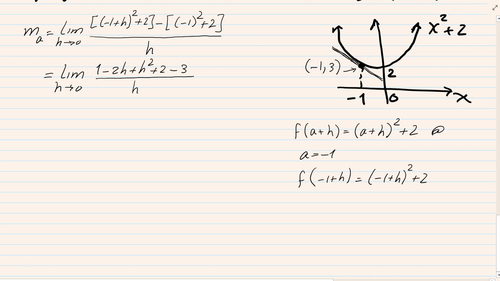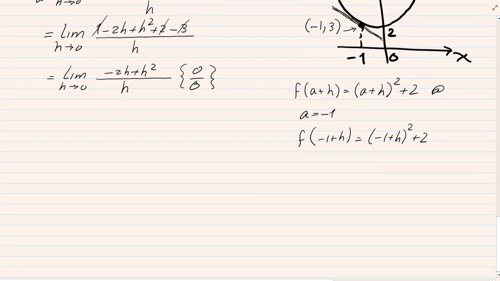Now if I work the details of this limit, let's simplify the numerator. The limit as h goes to 0 of -2h plus h squared, right? 1 plus 2 makes 3, and -3 is 0, divided by h. And note this, when you directly substitute, you're going to get 0 over 0. Looks familiar? Remember the indeterminate form of limits. All of the limits for tangent lines will be 0 over 0. So let's take a look at this one.